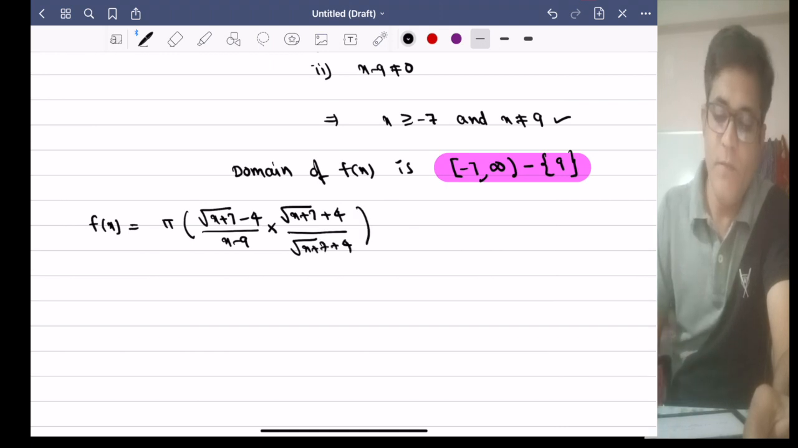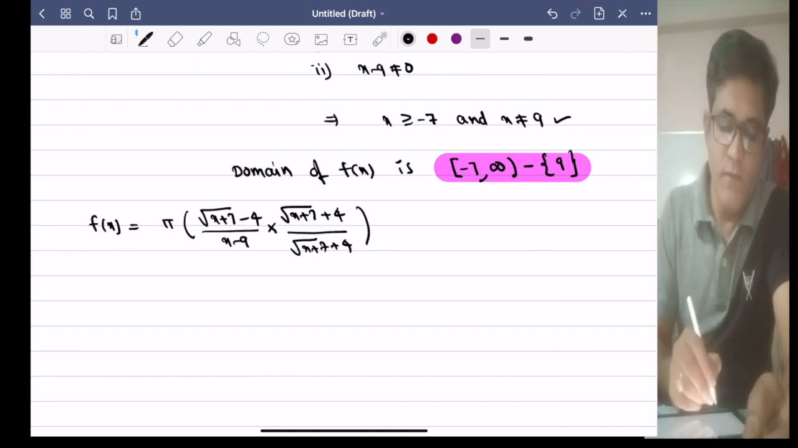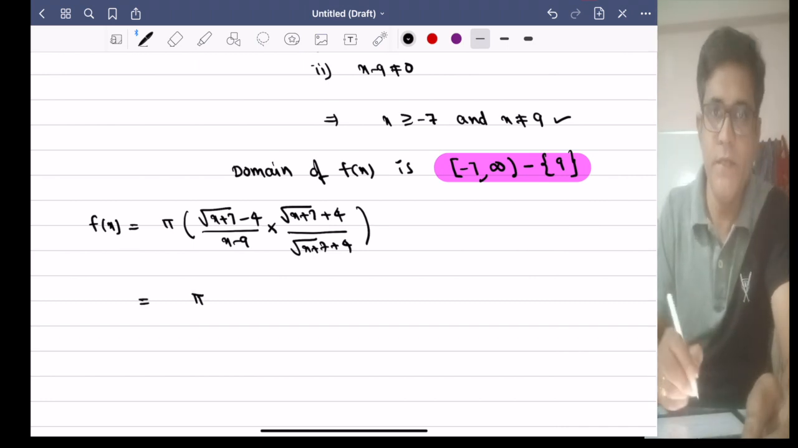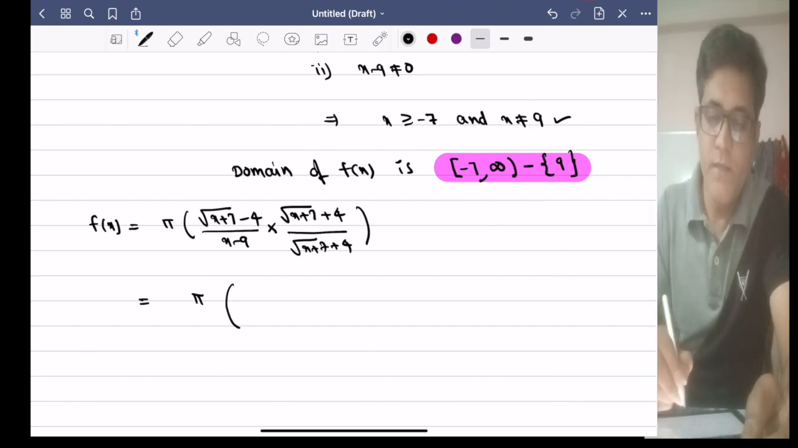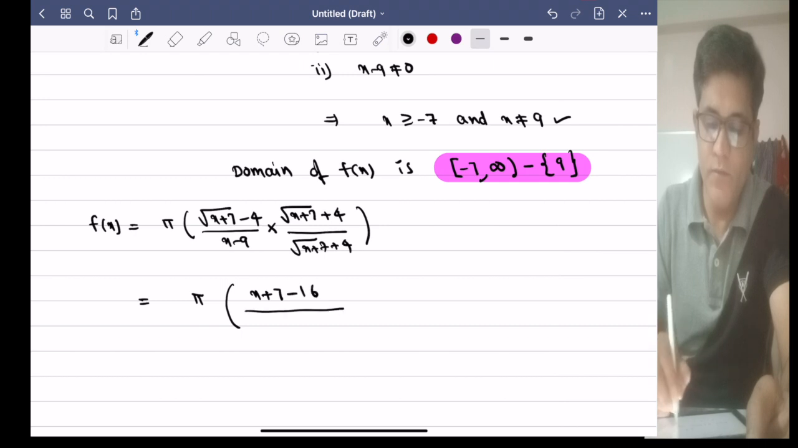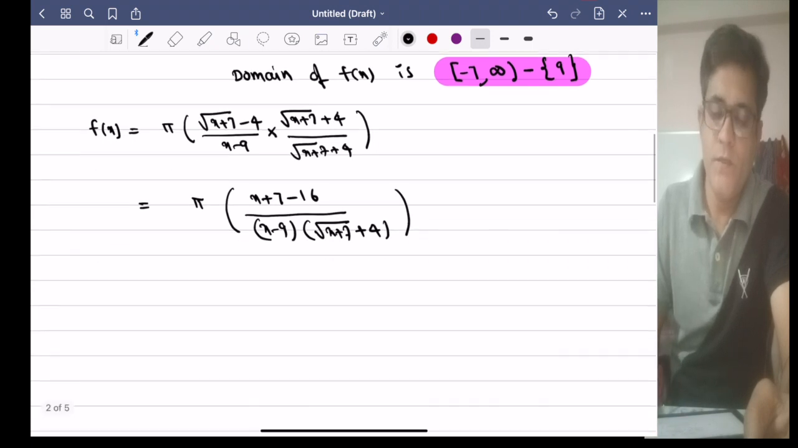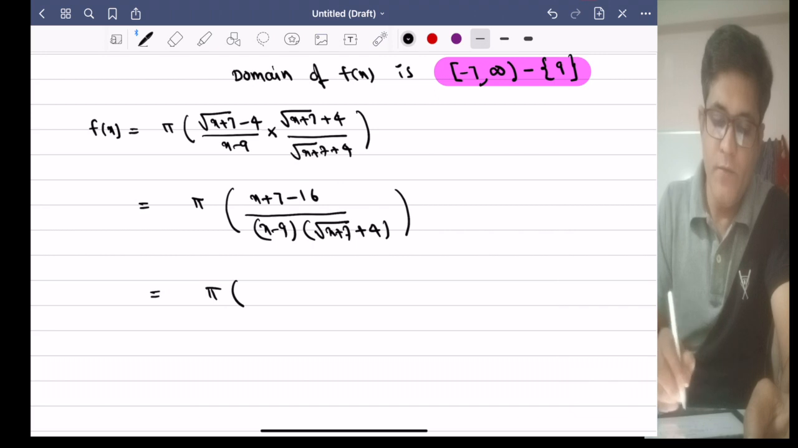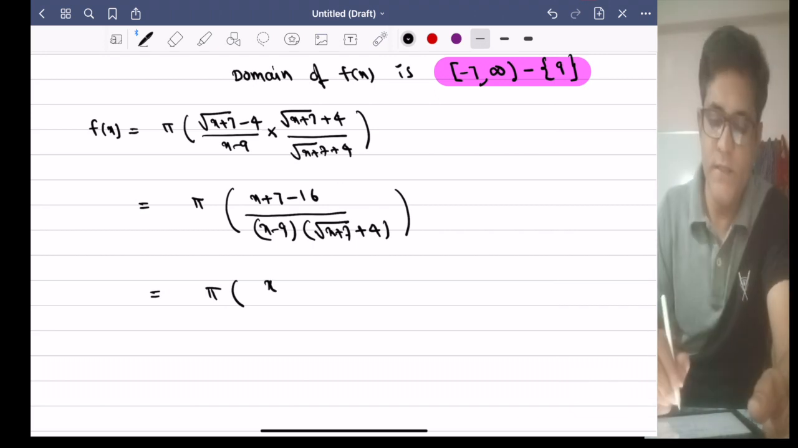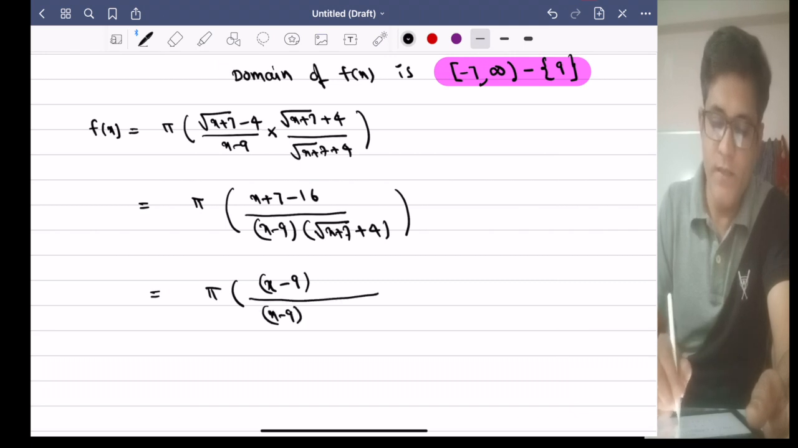If you multiply and divide by root x plus 7 plus 4, then what you get: f of x equals pi into, in the numerator, of the form a plus b into a minus b, that is a square minus b square, that is x plus 7 minus 16, over x minus 9 times root x plus 7 plus 4. So this equals pi into x plus 7 minus 16, that is x minus 9, over x minus 9 into square root of x plus 7 plus 4.